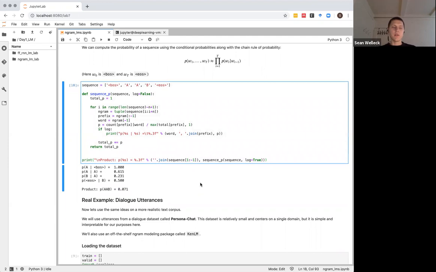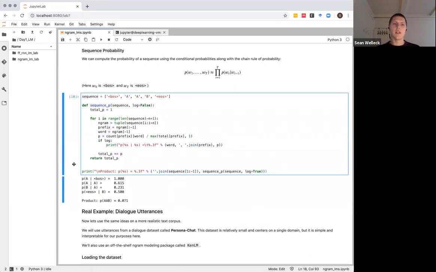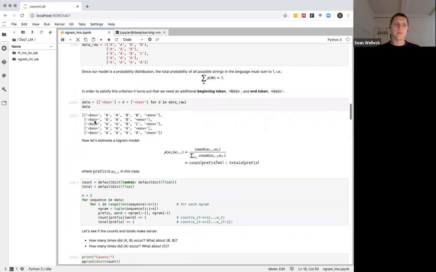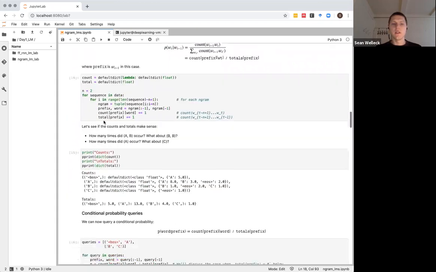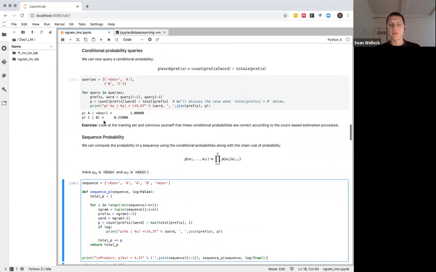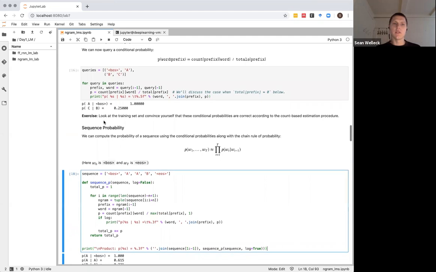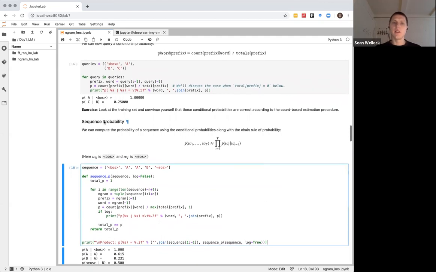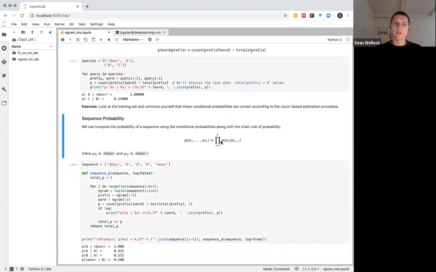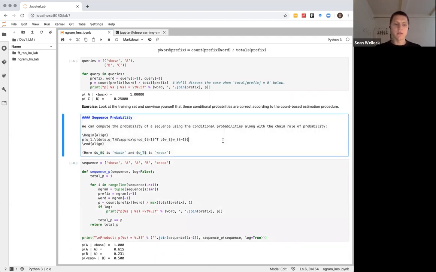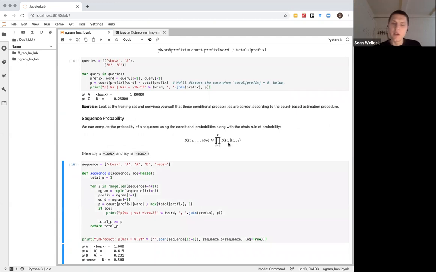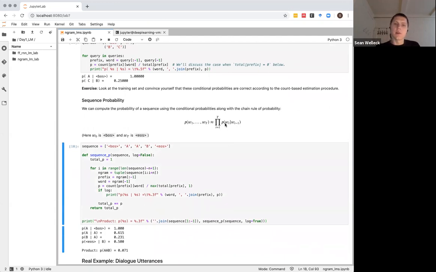So what have we done? We've gone through on some data set here, and we've learned this bigram model. And the bigram model gives us these different conditional probabilities here. Okay. Sorry, it wasn't working. And then using those conditional probabilities, we can compute the probability of a sentence.